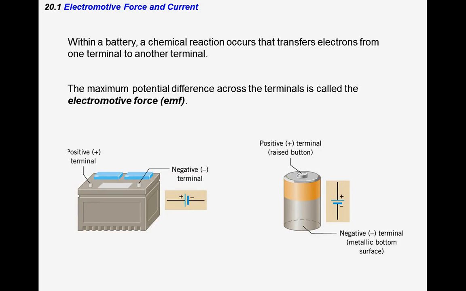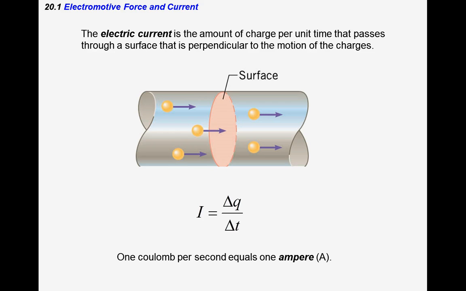Alright, so within a battery, a chemical reaction occurs that transfers electrons from one terminal to the other terminal. We call this maximum potential difference the electromotive force, EMF. That's in volts. So electric potential energy, electric potential, EMF, and the voltage on a battery are all in volts, and they all represent the number of joules per coulomb of charge that is carried by that battery.